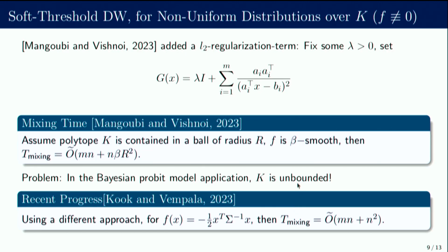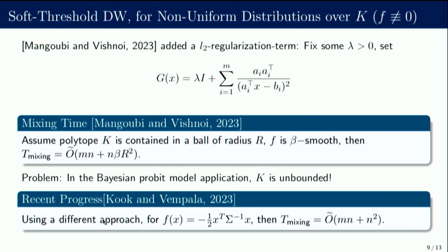So for the non-uniform distribution over K, when f is not always 0, Mangoubi and Vishnoi proposed a regularized version of the Dikin walk called soft-threshold Dikin walk by adding λI to the logarithmic barrier matrix. They assume the polytope K is bounded in a ball of radius R, and f is β-smooth. They proved a mixing time of mn plus n to the power β times R squared. But in our application of Bayesian probability models, K is unbounded, so this does not work for our case.